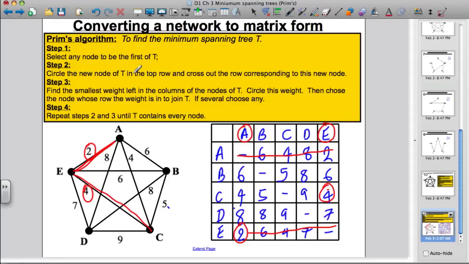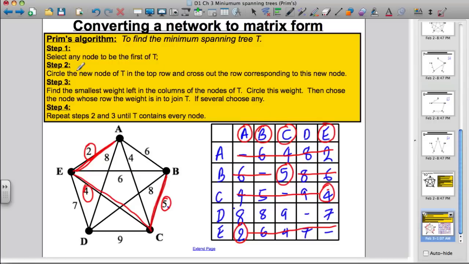Repeating step 2, circle the new node of T in the top row. So circle C and cross out the Cth row. So I'm going to cross all this out now. Step 3, find the smallest weight left in the columns of T. I've got 6, 8, 5, 9, 6 and 7. The smallest weight is a 5 here. And it's in the Bth row. So I'm going to include CB now into my spanning tree. So CB is now in my spanning tree, highlight B and cross out the Bth row.